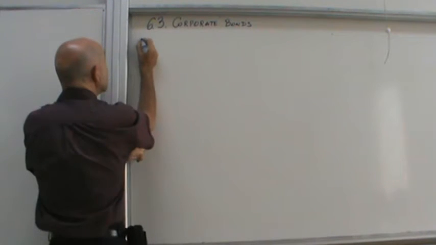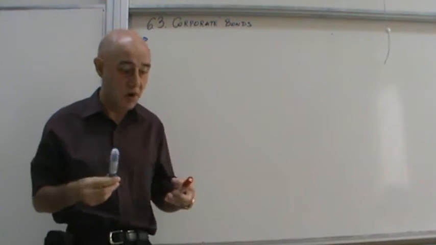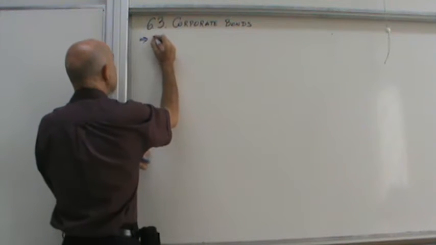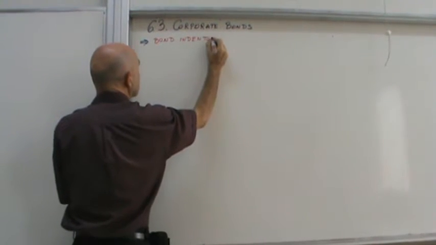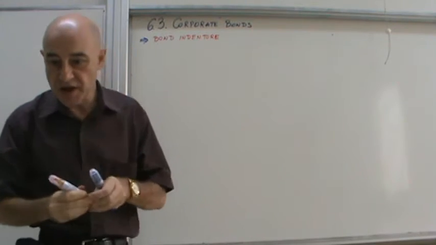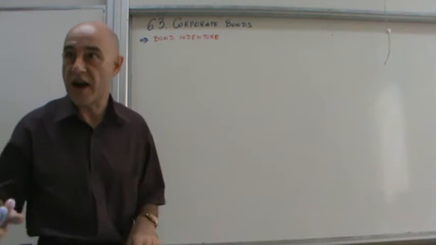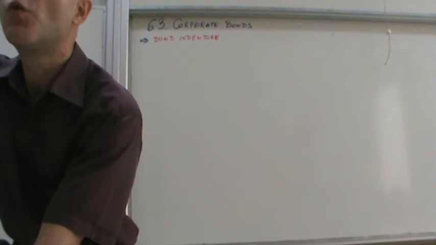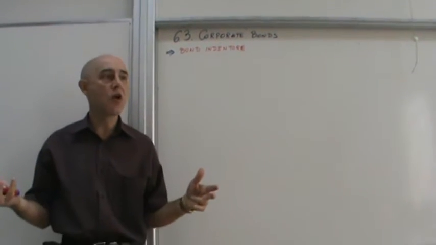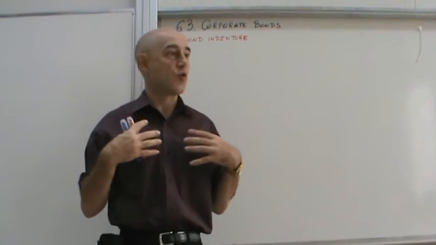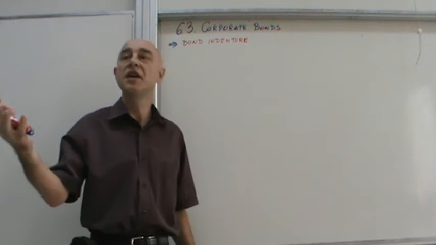A bond will have a lot of characteristics. How do we characterize bonds? Number one is the bond indenture. The indenture is the legal contract. For you, page 169 in the textbook. It is the legal contract that specifies the rights and obligations of the issuer and of the investor.